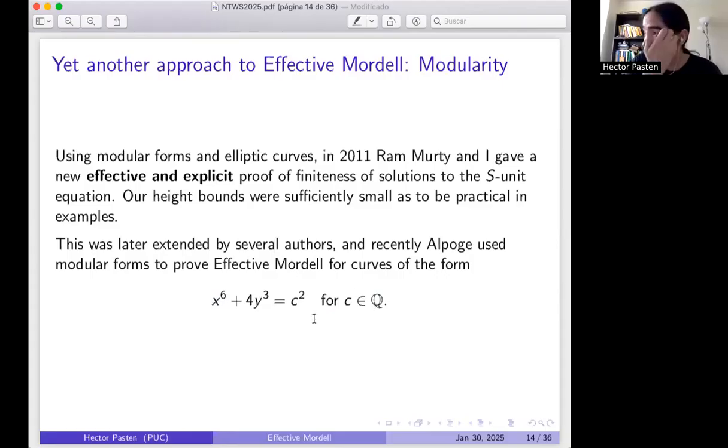Now, unfortunately, the height bounds that Levent got are not explicit and they are not practical. But nonetheless, from a theoretical point of view, this is a very interesting development using modularity.